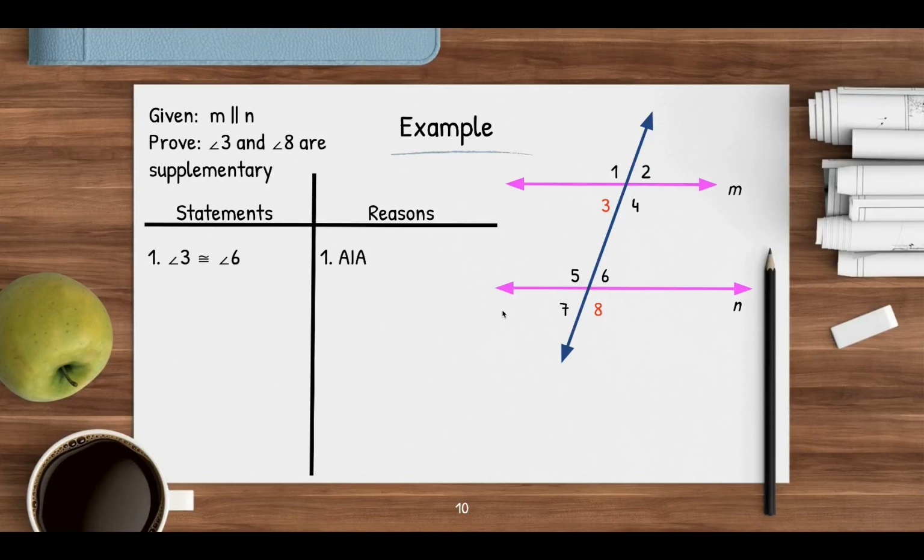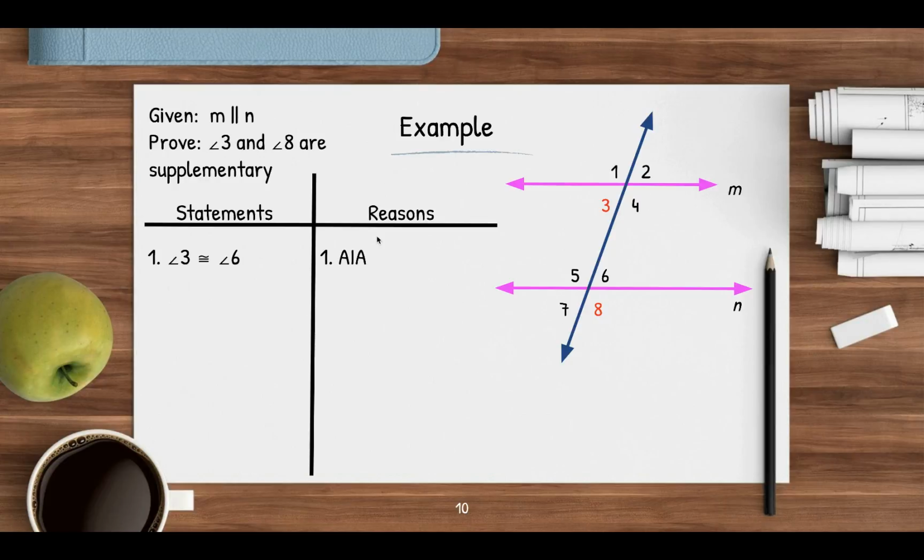So I went ahead and I made a mistake here. Number one, I should have written the given. I forgot to write the given. My mistake, my bad. So up above here, we'll write 0.5 M parallel to N, 0.5 given. Go ahead and add that into your notes.